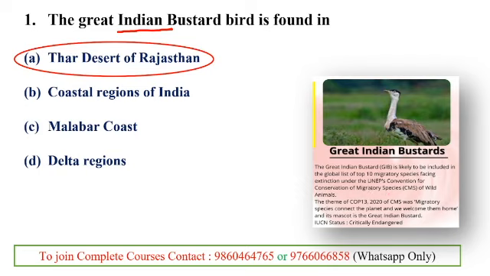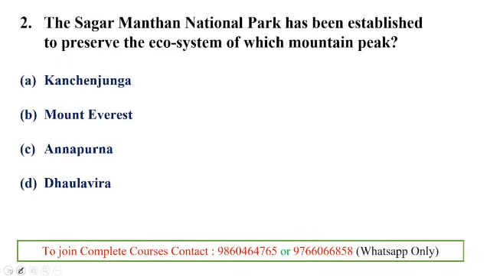So here COP13 is related with migratory species that connect the planet, and we welcome them from or out of extinction. So this bird is considered the mascot of COP13 and the IUCN status of the bird is critically endangered. Clear. Then the next question is related with Sagarmatha.